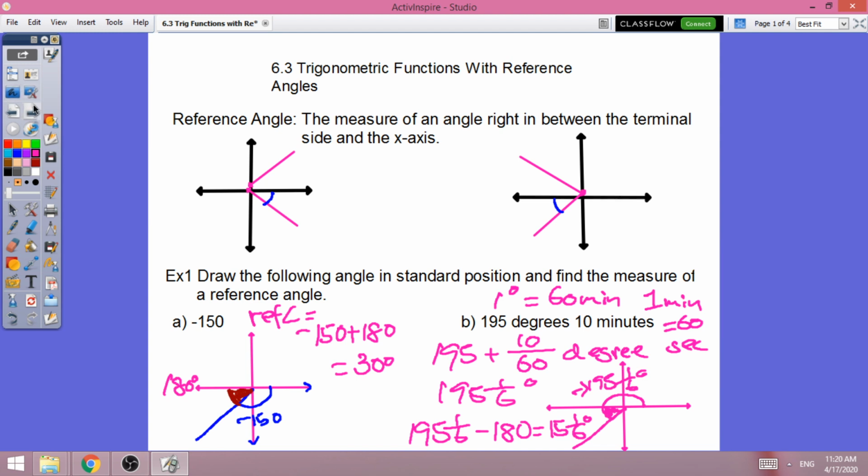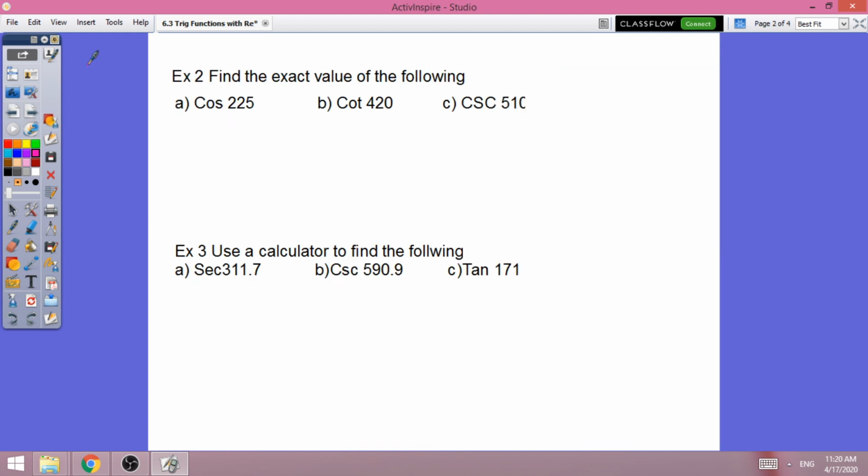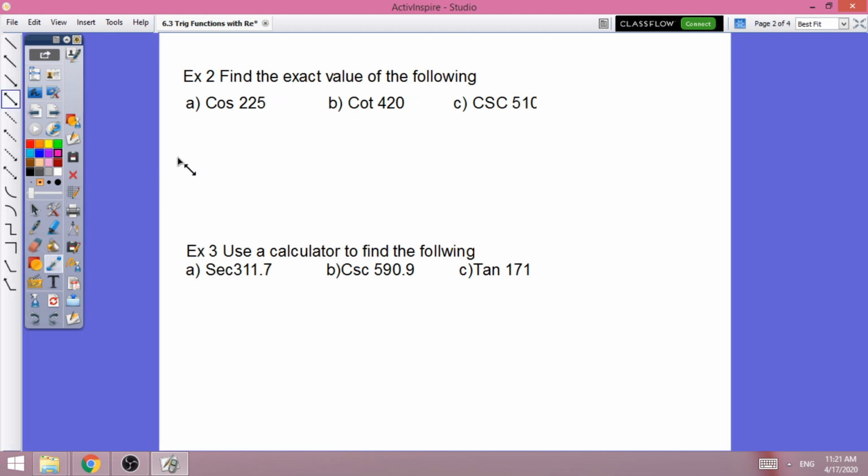Now check out the next slide and see what else we have. This one is getting a little more complicated. Find the exact value for the following: cosine of 225 degrees. We want the reference angle of 225, so one thing you want to do is draw the diagram for the standard position of 225 degrees.